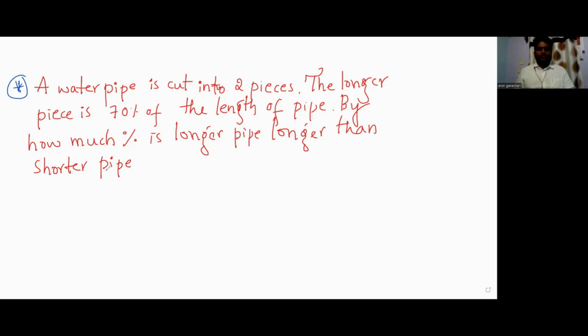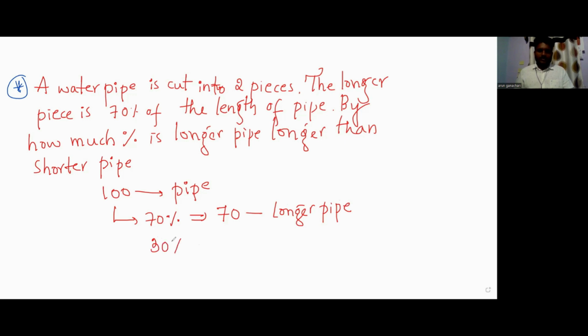Look, a water pipe is cut into two pieces basically. The longer piece is 70% of the length. So if we consider 100 as the length of the pipe, then 70%. What is 70% of 100? 70. This is the length of the longer pipe. Yes or no? And what is the shorter pipe? The shorter pipe will be 30% because that will be the remaining part. 30% means 30. Yes or no?